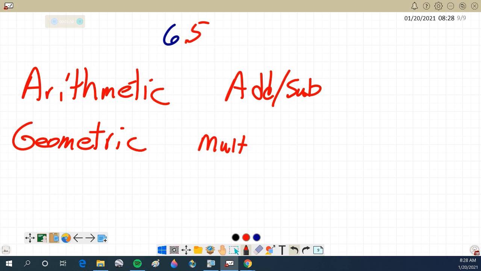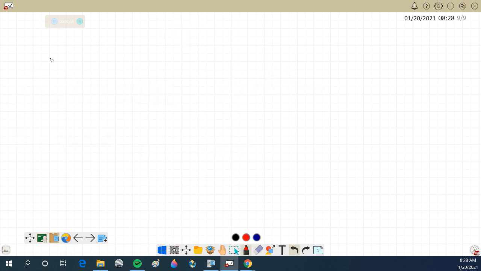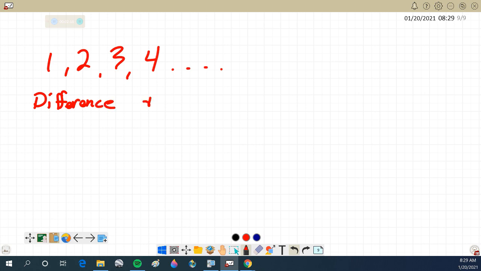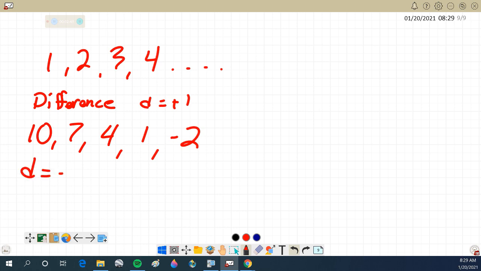So, let me show you some sequences. Here's a really easy one. 1, 2, 3, 4, and so on. What is the pattern here? What am I doing to the numbers in the list? +1. So this has a common difference, and the difference, D, is +1. So a sequence is a list of numbers in order that follow a pattern. If the pattern is addition or subtraction, we call it an arithmetic sequence. If the pattern is a multiply, we call it geometric. Okay? If I had 10, 7, 4, 1, -2, what's the pattern? -3. So D equals -3.